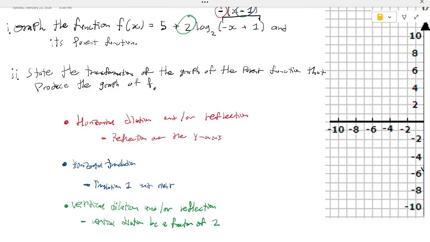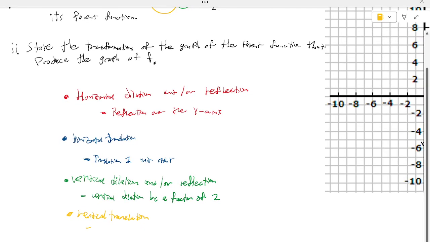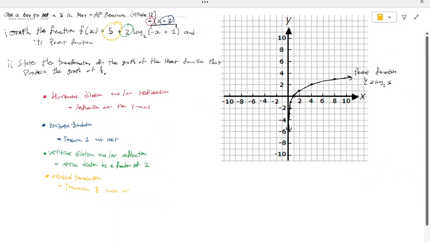Let's switch to yellow. This plus 5 over here is what we're going to do last. Generally you want to do the vertical translation last. So we have a translation 5 units up. Okay, so those are all of our transformations from log base 2 of x.